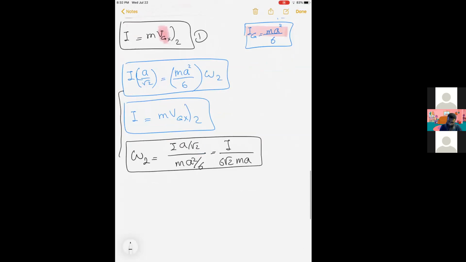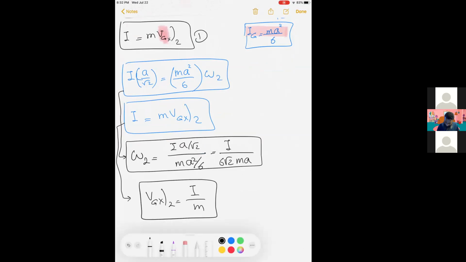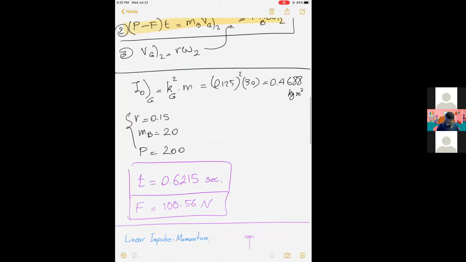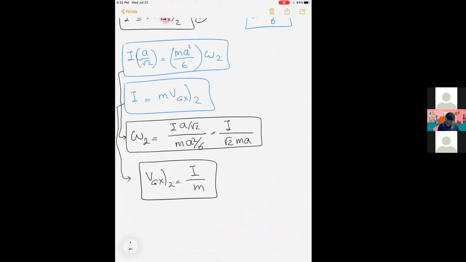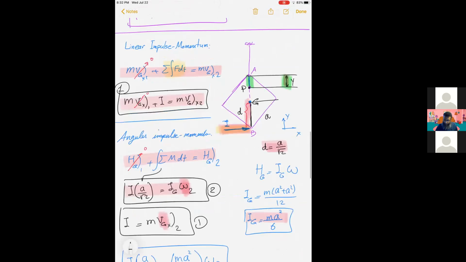From the second equation, vGx2 is going to be simply I over m. So I calculated two parameters here, but I think this 6 should go to the numerator. Right? So I have calculated omega and vG, but how am I going to find the value of y here?